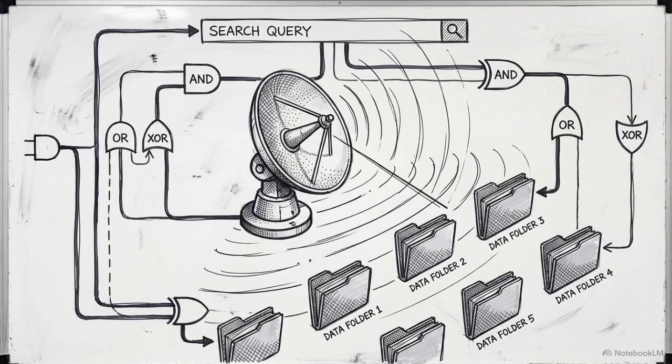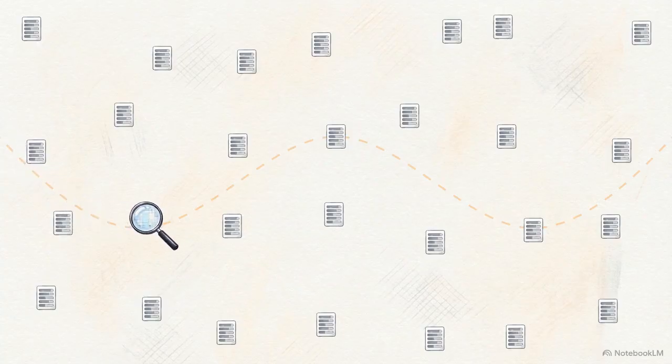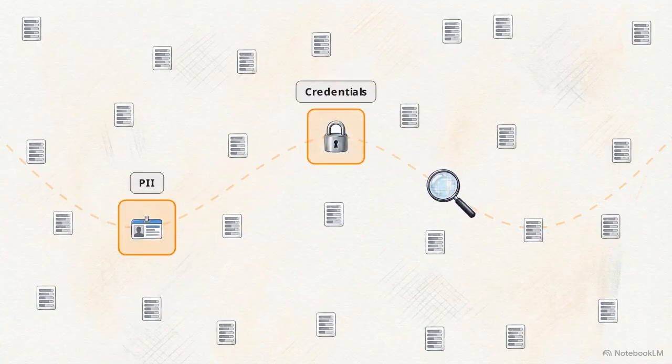Next, turn on Amazon Macie. This service scans your environment to automatically discover and classify sensitive information, like personally identifiable information or credentials, so you know exactly where your critical data lives.